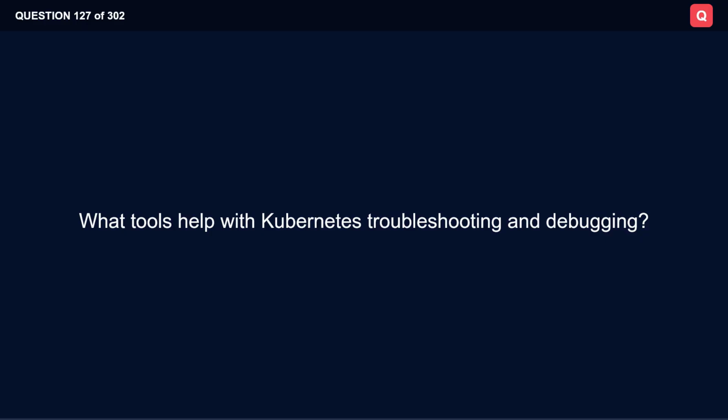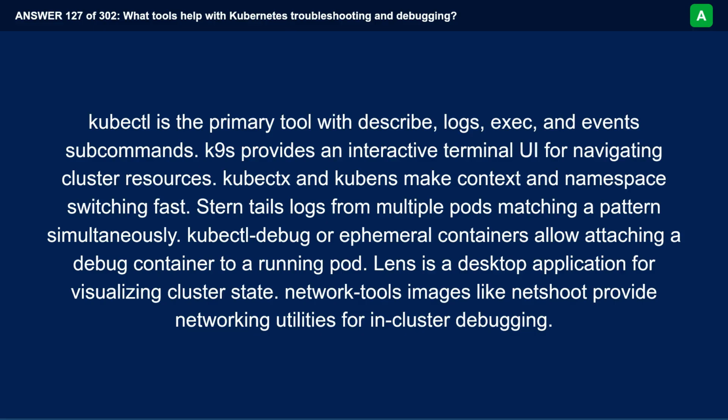What tools help with Kubernetes troubleshooting and debugging? kubectl is the primary tool with describe, logs, exec, and events subcommands. K9s provides an interactive terminal UI for navigating cluster resources. kubectx and kubens make context and namespace switching fast. Stern tails logs from multiple pods matching a pattern simultaneously. kubectl debug or ephemeral containers allow attaching a debug container to a running pod. Lens is a desktop application for visualizing cluster state. Network tools images like netshoot provide networking utilities for in-cluster debugging.